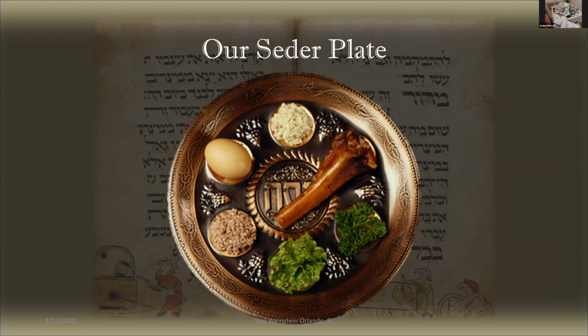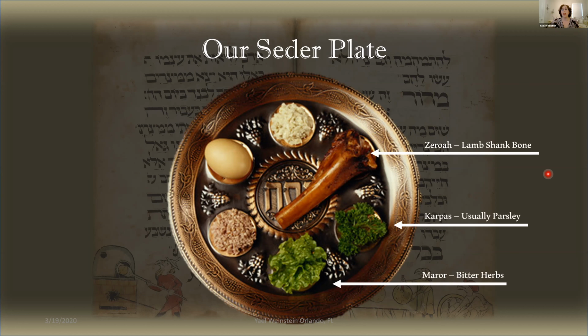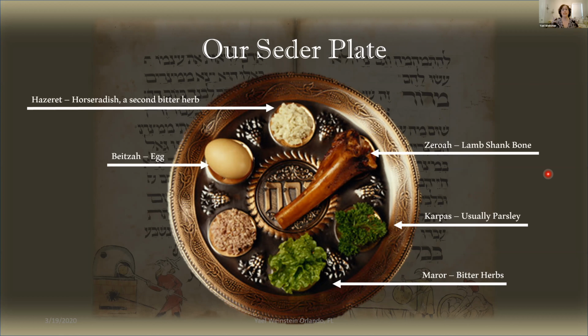But if you don't have a Seder table, for example, and you want to have your Seder plate, you can go ahead and use this virtual Seder plate tool. The virtual Seder plate tool has all of the different symbolic foods for your Seder plate. So you have the Zroa, the Maror, the Karpas, the Betzah, the Chazeret, which is the second bitter herb, usually a horseradish, and the Charoset.